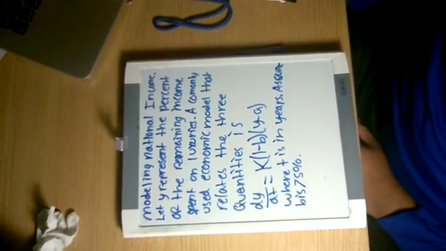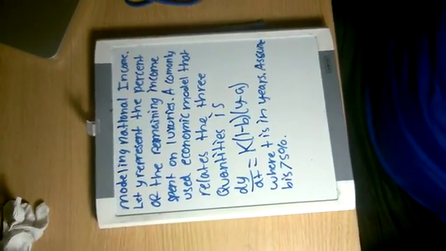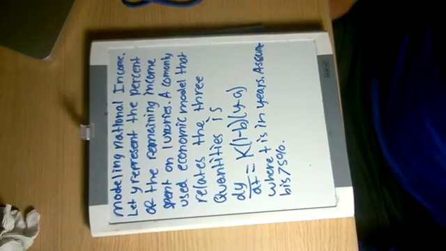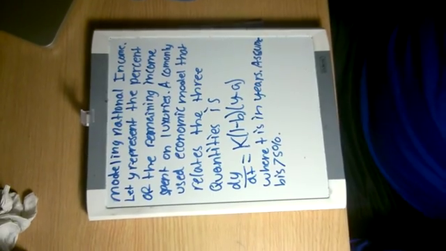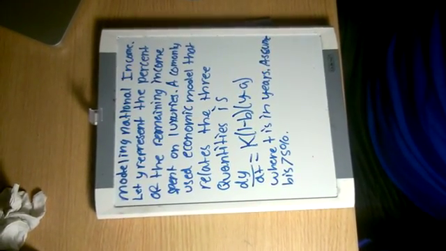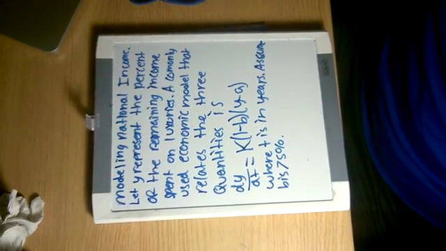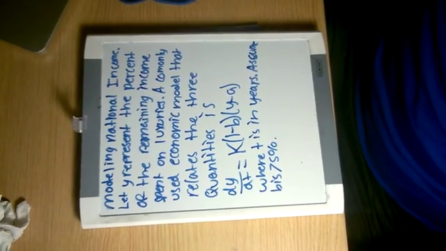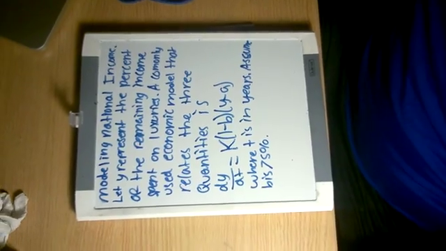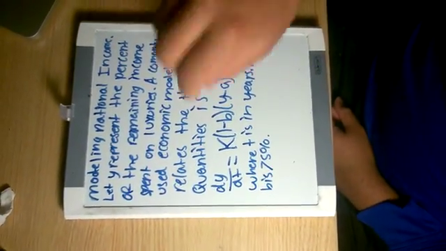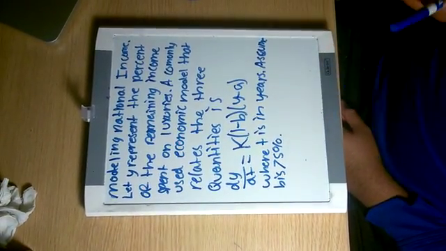Alright, now we have a real world example of a problem using a differential equation that we need to solve with separation of variables. The question we're given is we need a model for national income. Let y represent the percent of the remaining income spent on luxuries. A commonly used economic model that relates these three quantities is dy/dt = k(1 - b)(y - a), where t is in years, and assume b is 75%.